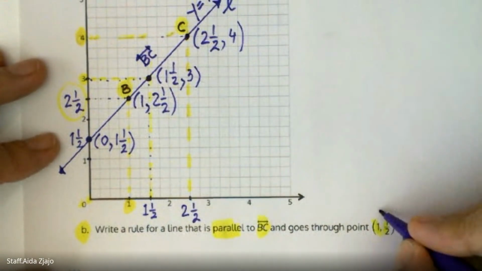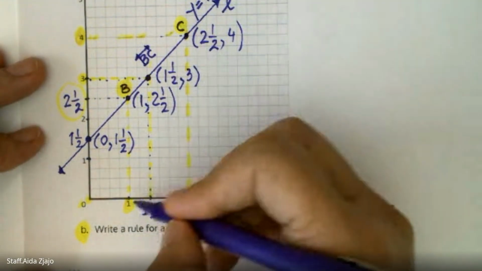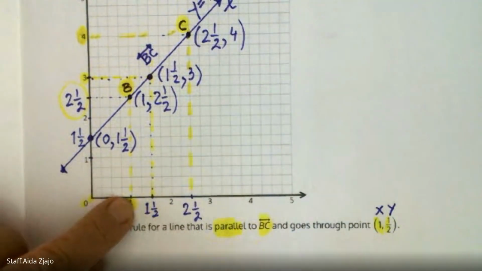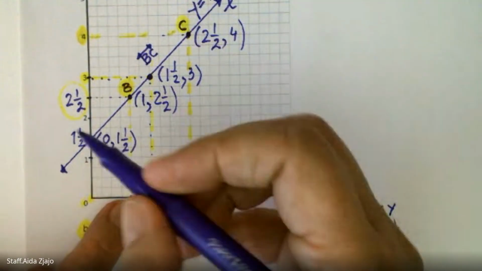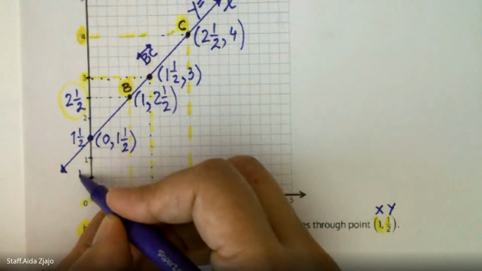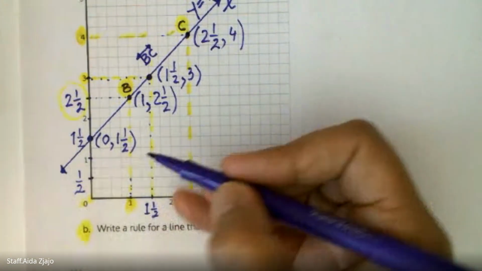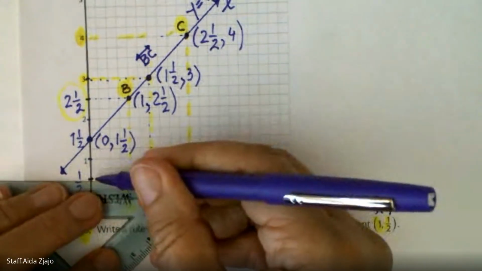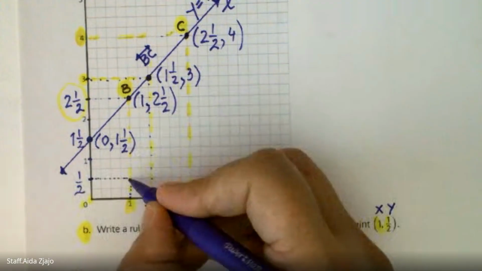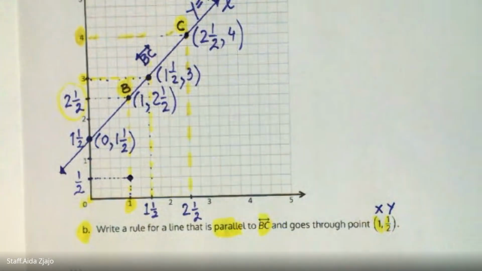So x is 1 and y is half. If I start with the origin, I go to x, that is 1. Now I need to find y, and y is a half. In between 0 and 1, there is a half. So when you look at this, the new line has to go through this point.